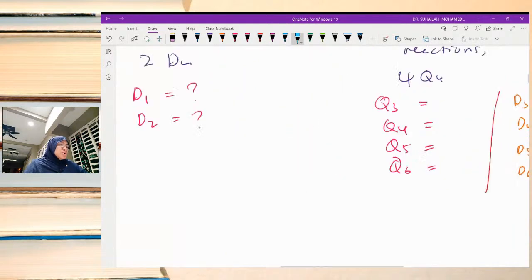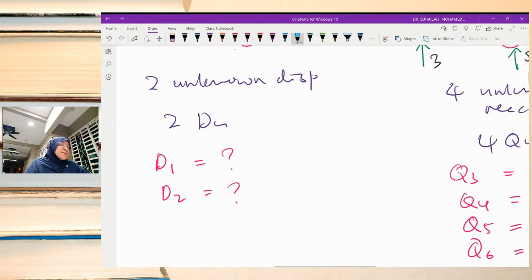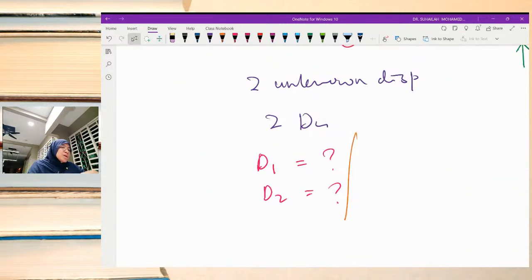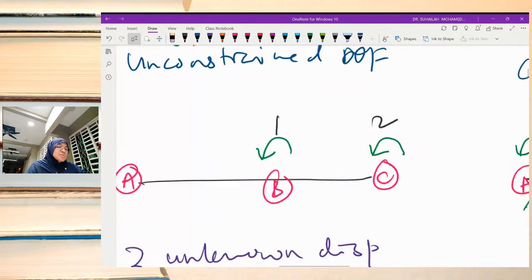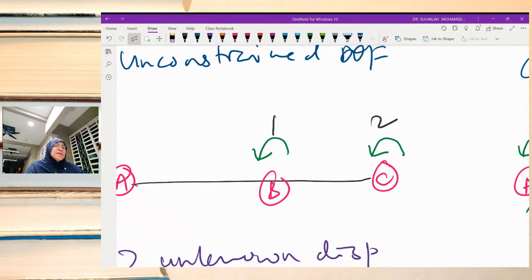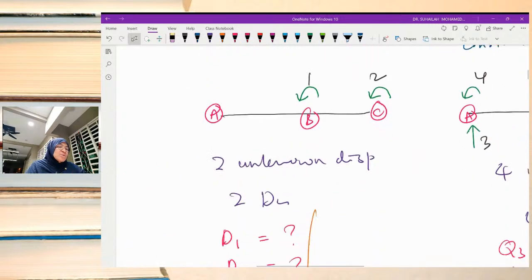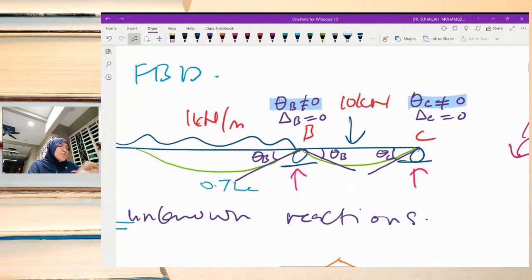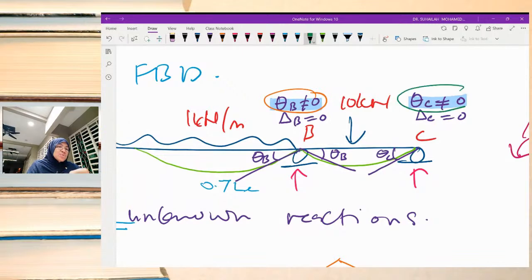So for the unconstrained system, at position 1, D1 is rotation, and D2 is also rotation, in the Z component. These are unknown. So there are two unknowns, this is unknown and this is also unknown.